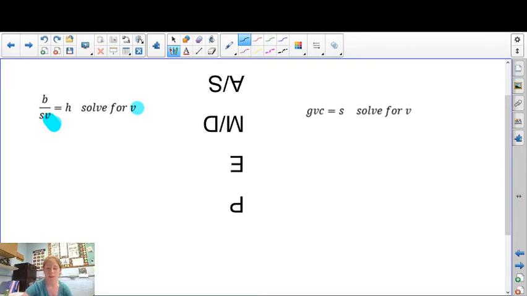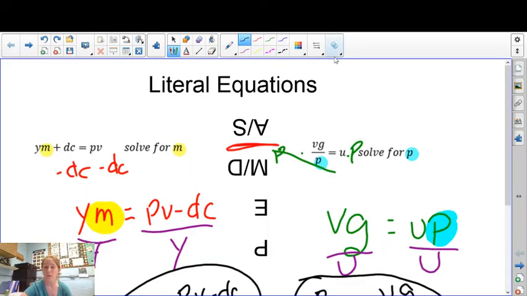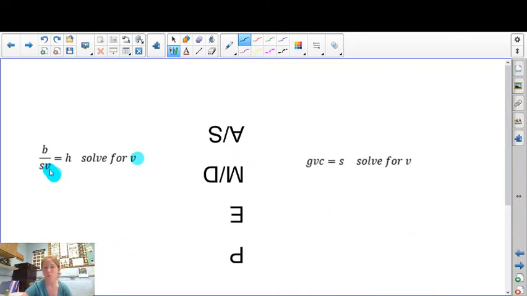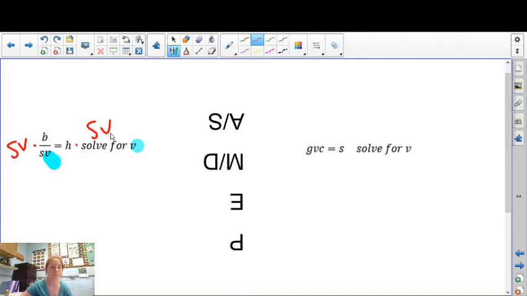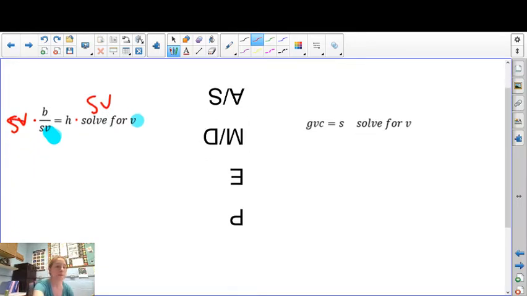When I solved my last problem, my P was the only thing on the bottom to multiply by. But I have more than just one thing on the denominator. So to start this problem, I'm going to have to multiply both S and V to both sides in order to cause that denominator to disappear. Remember, denominators are just division problems. That's why they came off of each other.